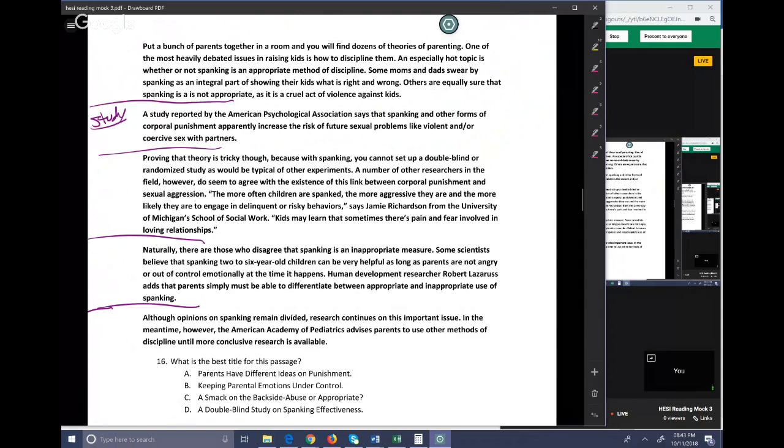The study shows effects on a very specific thing that certain people say happens to kids who are spanked. I'm not going to spell the whole thing out because that would be a lot of writing. But what I wrote is study shows specific effects later in life on sexual interactions.